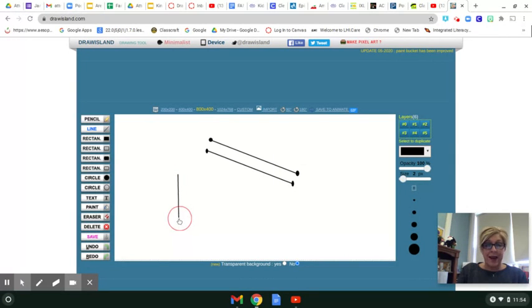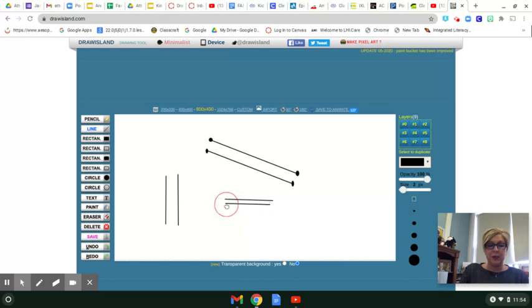Parallel lines can go at an angle. They could also go vertically. Or they could also go horizontally. They don't all have to be the same direction. Notice these lines that I just created got off a little bit. They're very close together, so they can be close together as long as they never cross. Okay, so that's an example of parallel lines and line segments.